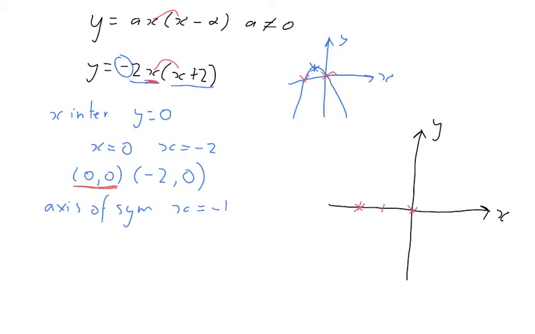So that means the axis of symmetry is going to be x equals minus 1. So when x equals minus 1, y equals minus 2 times minus 1, bracket, minus 1 plus 2, which is 1. Minus 2 times minus 1 is 2, negative times negative is a positive, so 2 times 1 is 2. So we get minus 1, 2.